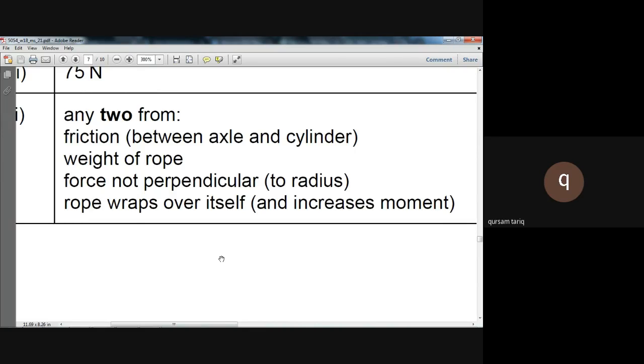Sir, I did not understand the second point. Which one? I understood the friction one, but not the second one. You see, when you calculated the moment of that bucket, you only included the water and the empty bucket. But you are also lifting the rope. In that calculation, you have not included the rope. The rope might also be heavy.